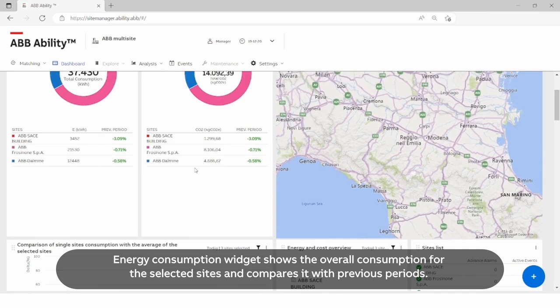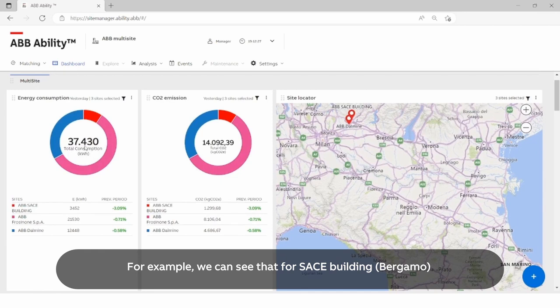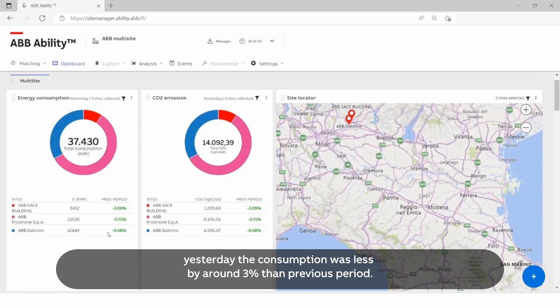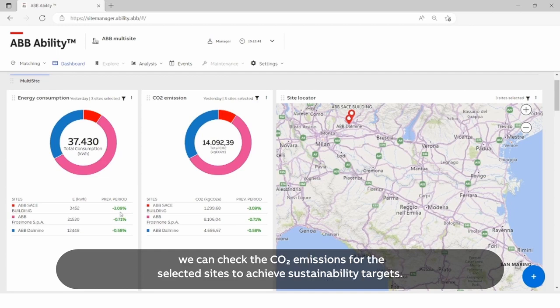The Energy Consumption widget shows the overall consumption for the selected sites and compares it with previous periods. For example, we can see that for Sacha Building Bergamo yesterday the consumption was less by around 3% than the previous period. With location-based emission factor parameters, we can check the CO2 emissions for the selected sites to achieve sustainability targets.